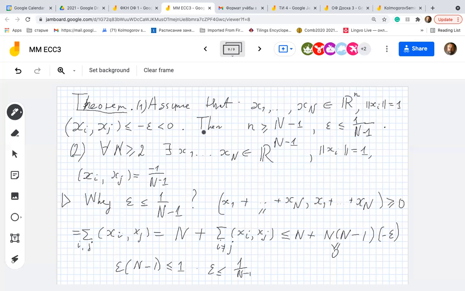Now, let's prove this bound. And to prove this bound, first of all, note that it doesn't depend on epsilon. So to prove the lower bound for the dimension, we just need to know that all these inner products are strictly negative. So we know that inner products of different vectors are strictly negative, and want to show that the number of vectors is at most n plus 1.